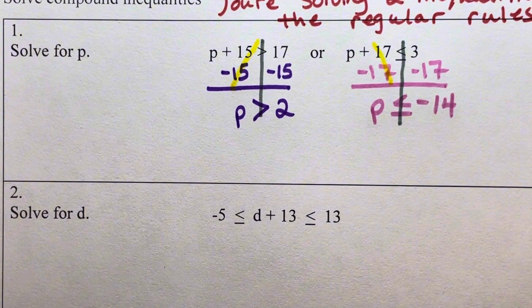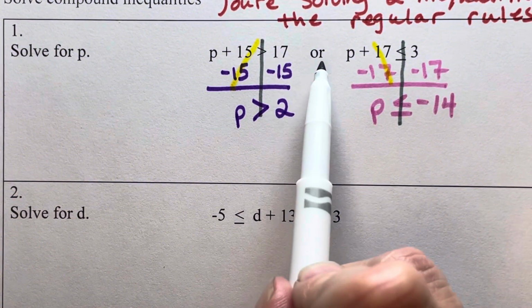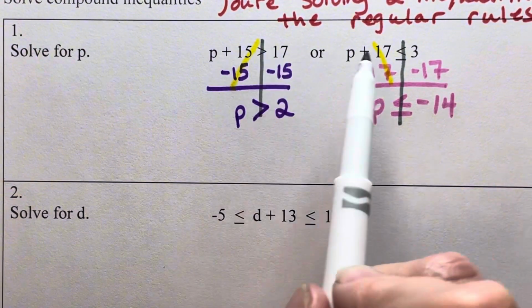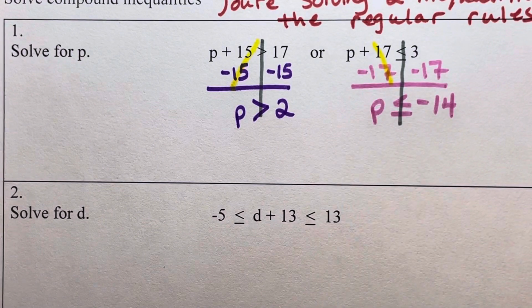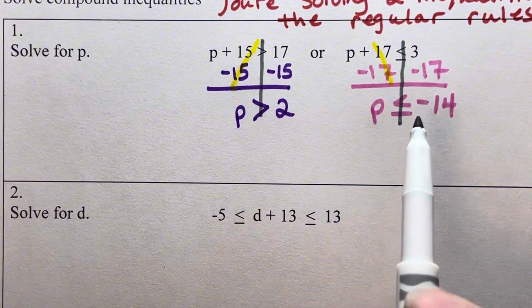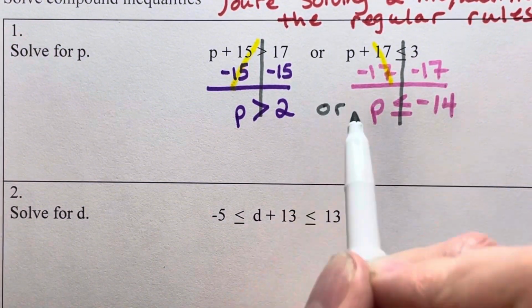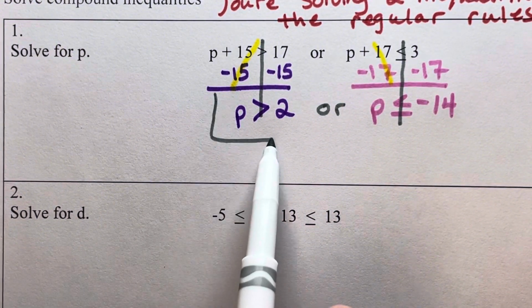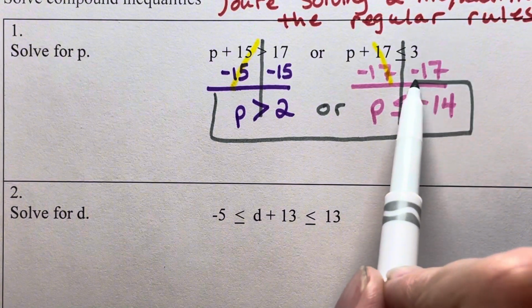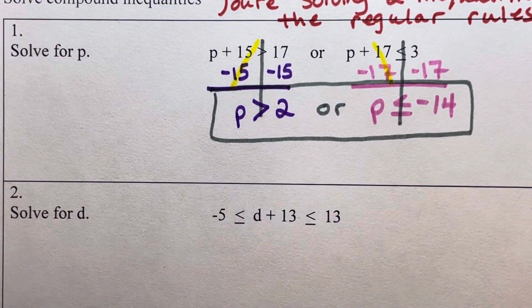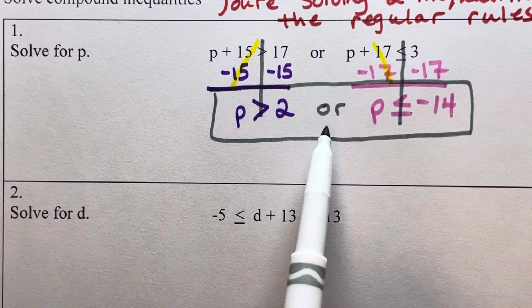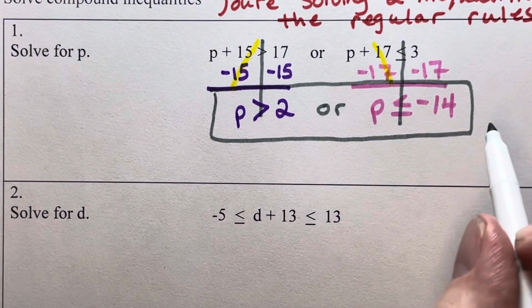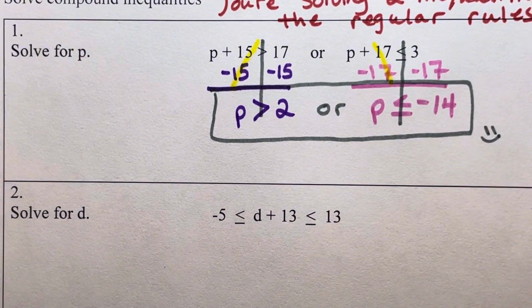You'll notice that our original problem has the word or in between the two inequalities. So yes, that means that your final answer should also have the word or in between your two inequalities. So as a result, our final answer is p is greater than 2 or p is less than or equal to negative 14. And there you go.